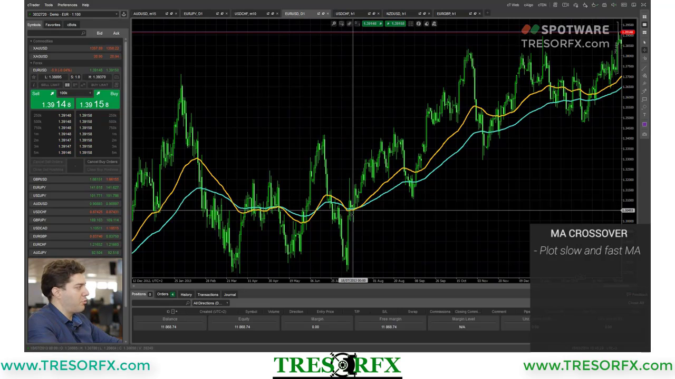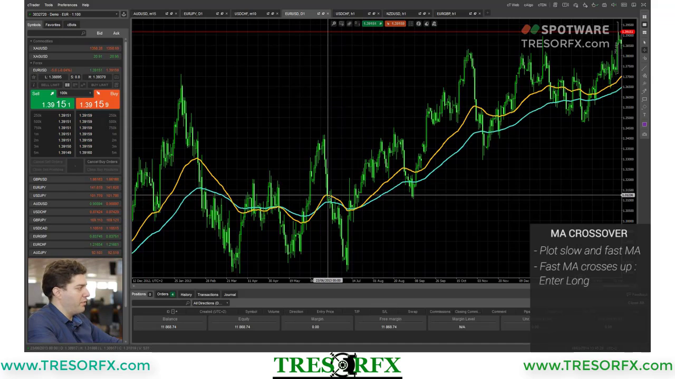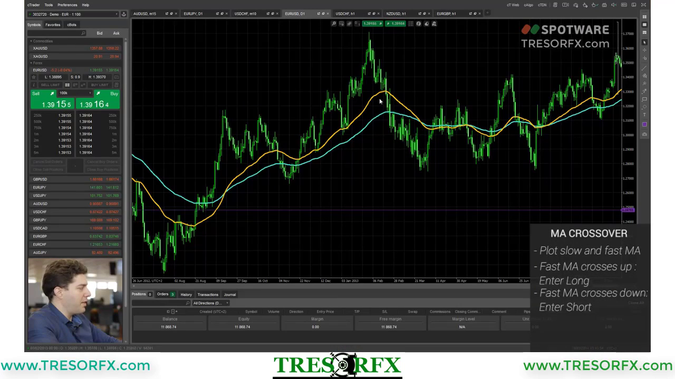when the fast moving average crosses the slow moving average from the bottom up, we enter long. And when the fast moving average crosses the slow moving average from the top to below, we enter short. The whole point is that the fast moving average is closer to the price and represents the latest prices. However, the slow moving average represents the prices that go far into the past.